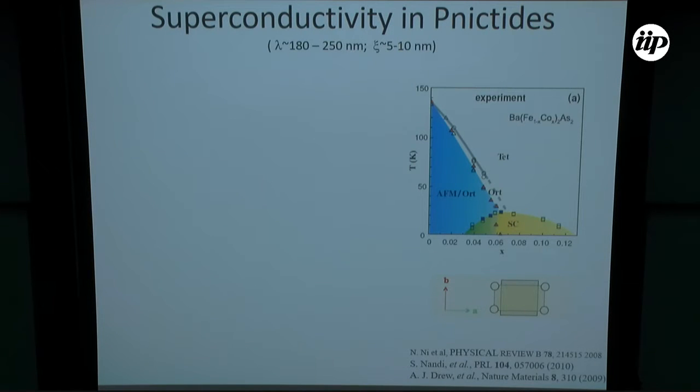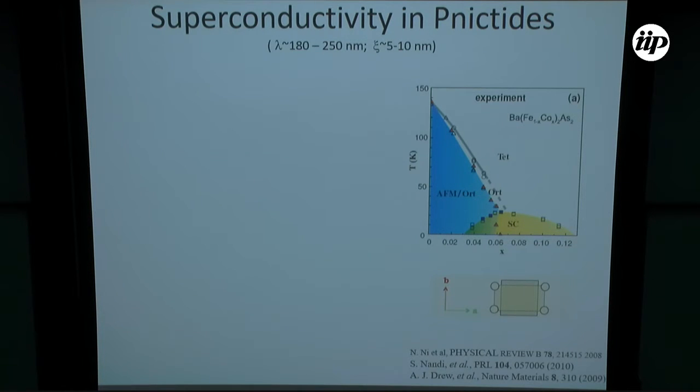So in pnictide superconductors, the phase diagram is quite complex and rich. There is an antiferromagnetic-like ordering in the system, and this is as a function of doping. As you dope the system, this is iron arsenide, barium iron arsenide 1-2 compound, which is cobalt doped. As you increase the doping, you will find that the magnetic correlations in the system decrease. The antiferromagnetic ordering decreases, and there is an onset of superconductivity beyond some value of doping concentration. Superconductivity emerges inside the system.